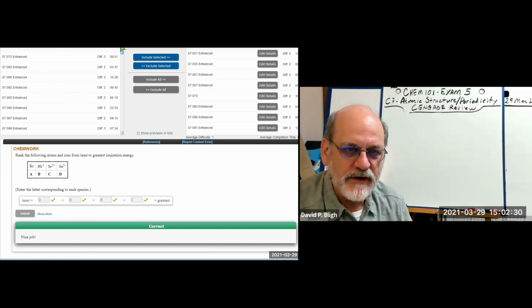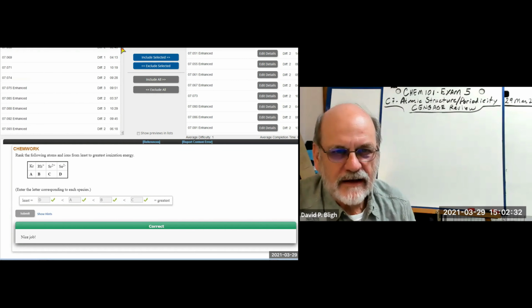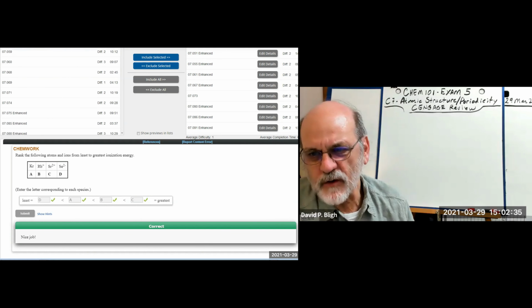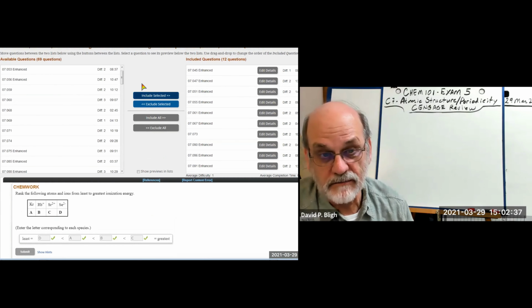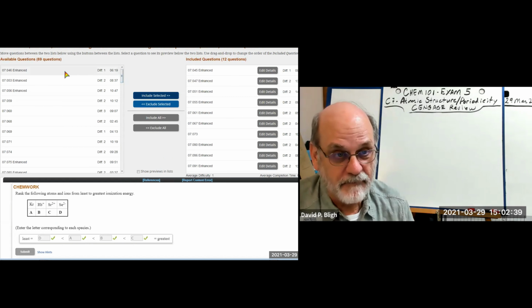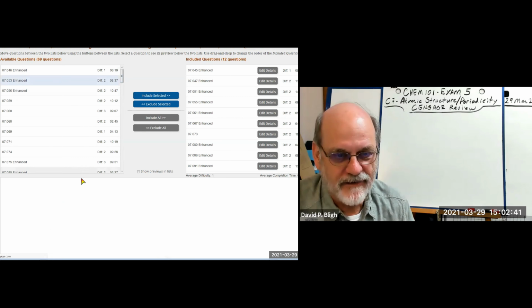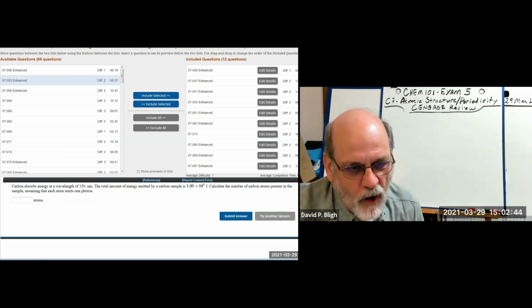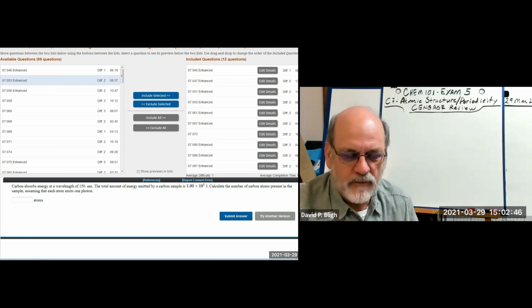So let's go back up and look at some number 2s. And if we get through the 2s, I think we'll be okay. The 3s start to get really difficult. So let's see what the 2 has to say. Carbon absorbs energy at a wavelength of 150 nanometers. The total amount of energy emitted by a carbon sample is 1 times 10 to the 5th joules. Calculate the number of carbon atoms present in the sample, assuming that each atom emits 1 photon.